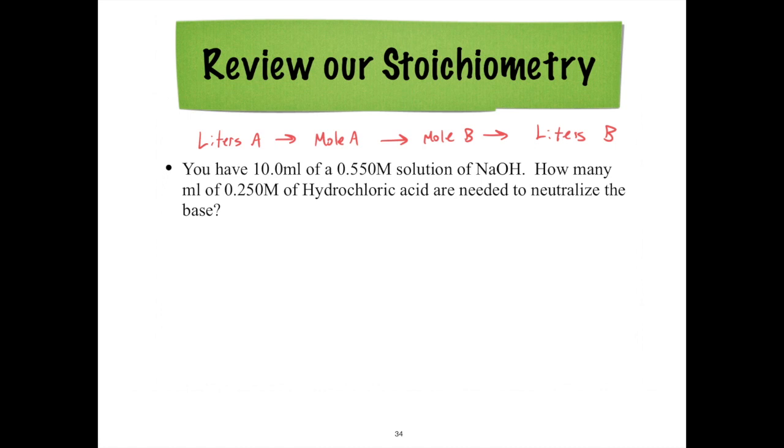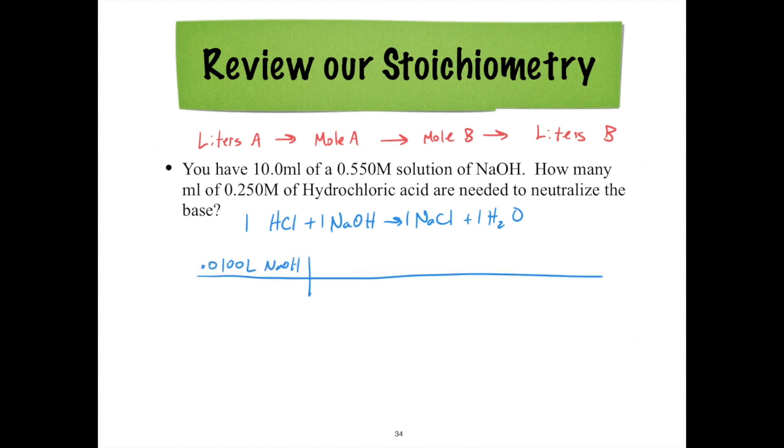Because this is stoichiometry, we need a balanced chemical reaction. And the balanced chemical reaction is this: HCl plus NaOH gives you NaCl plus H2O, salt and water. And this is in a 1-to-1-to-1-to-1 mole ratio, so everything's in a 1-to-1 ratio. Next, I need to set up my stoichiometry. I'm going to begin with 10 milliliters, but I need this to be in liters, so I move the decimal 3 times to the left, so it's 0.0100 liters.